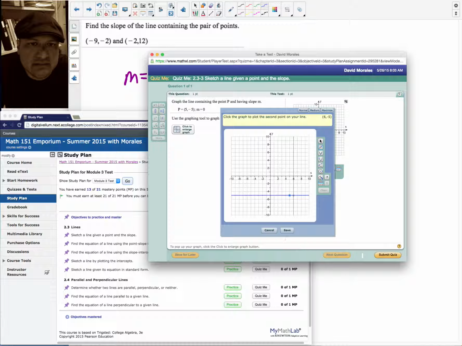The slope is 0, so that means we just have to choose any point along here because the slope is 0. We'll just choose the next one over. So it's just a straight line. Right? No slope.